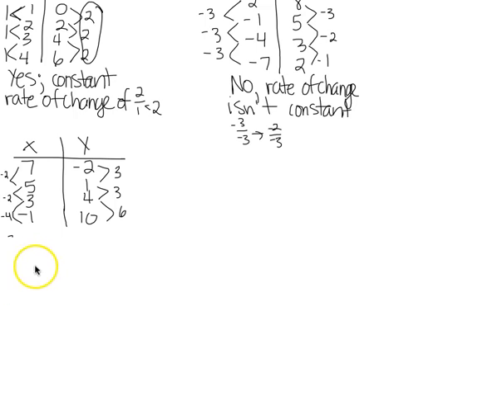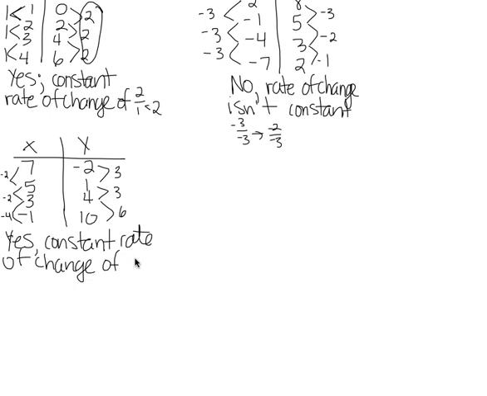So I get a lot of people here that will say no because it's not the same, but it is. Because 6 divided by -4 is the same as 3 divided by -2. So the rate of change stayed the same. It's just that I made a bigger jump. So this is yes, constant rate of change of 3 over -2, because we would always put our rate of change in simplest form there. So this one would be a yes.